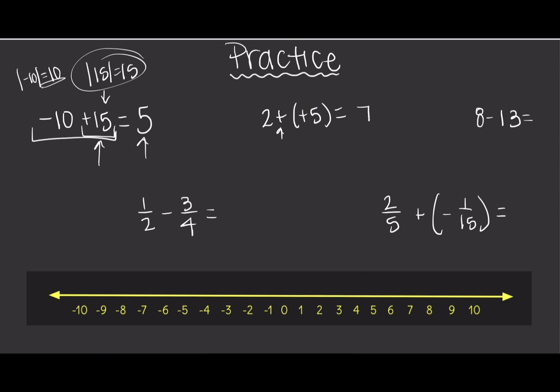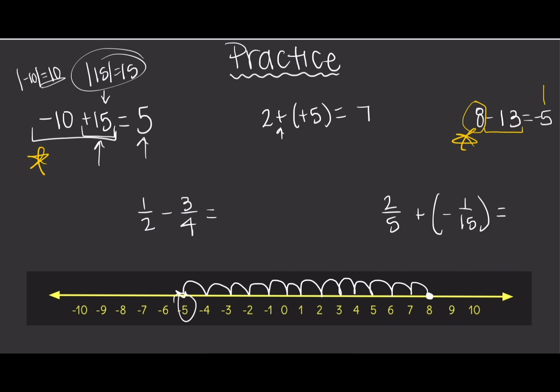8 minus 13, you start at your positive 8, and then you're going to take away 13. That leaves us at negative 5. We're taking away more than we had to begin with. So that's why our answer is going to end up being negative. We only have 8, and then we're taking away 13, so it's going to be a negative number.